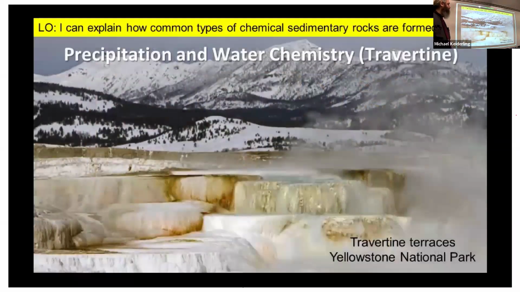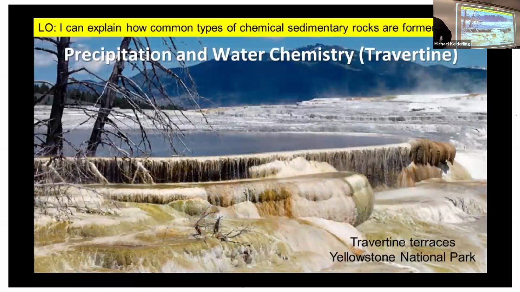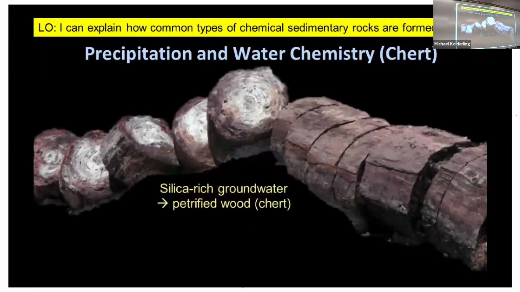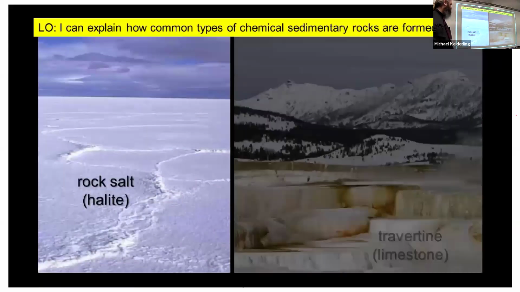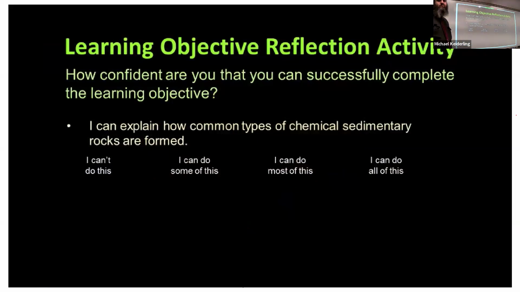Gases are also lost as warm groundwater comes to the surface and minerals precipitate to form travertine, a type of chemical limestone which forms these terraces in association with hot springs in Yellowstone National Park. Elsewhere, silica-rich groundwater may replace limestone to form irregular chert nodules, or produce chert when it precipitates in buried trees to form petrified wood. So to summarize, chemical sedimentary rocks are typically formed as a result of evaporation or precipitation from mineral-rich waters. Finally, how confident are you that you can successfully meet the learning objective for this lesson?